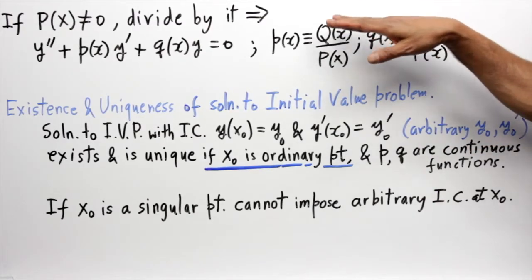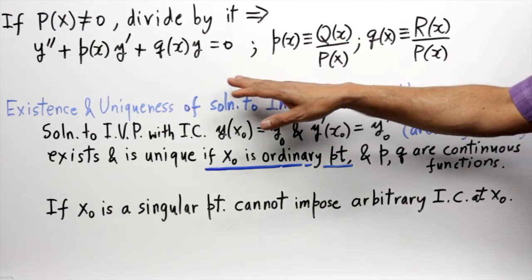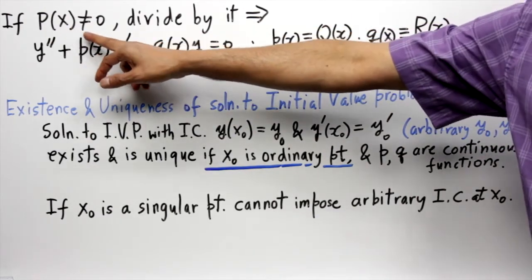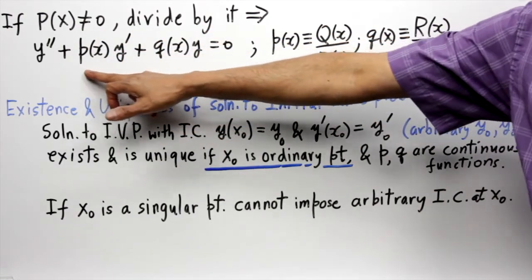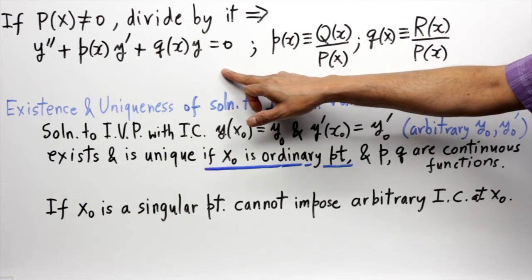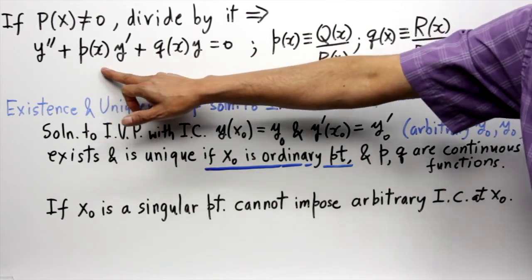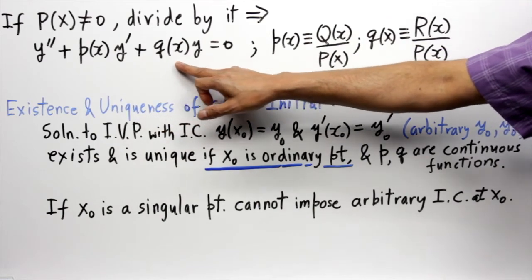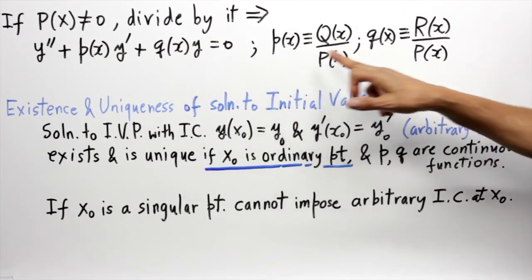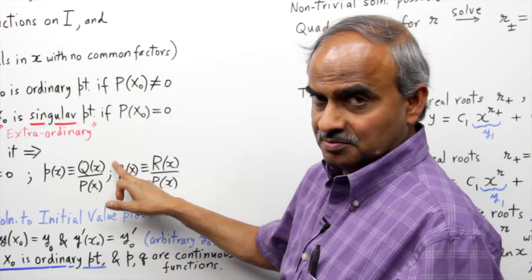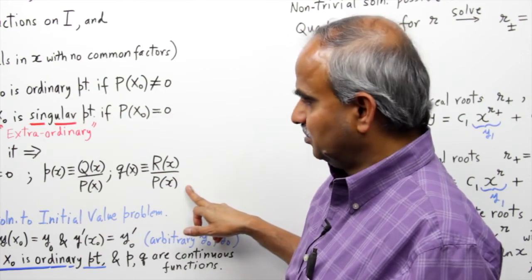So let's use this terminology to establish some very simple observations. Suppose this function P of x is not equal to 0, we can divide the equation by it, and then we have this equation with the simpler representation y double dot plus little p of x times y prime plus little q of x times y equal to 0, where the lowercase functions p and q are basically big Q divided by big P and big R divided by big P.